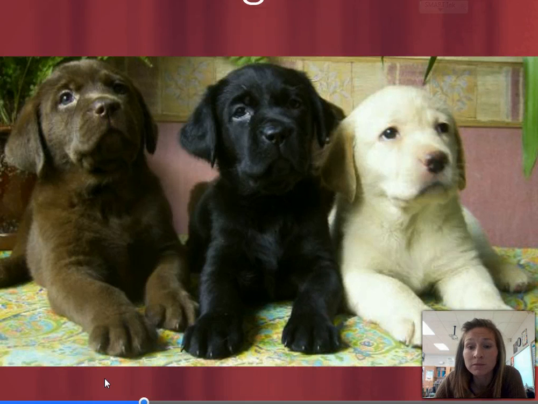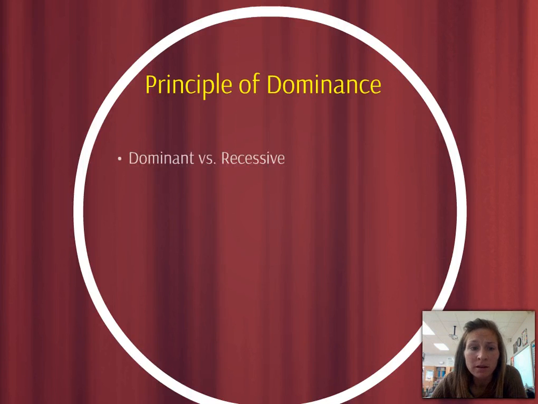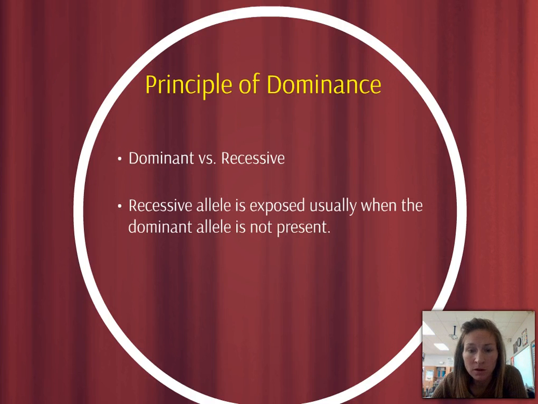And there's an up-close look at those cute puppies before we do. Okay, so the principle of dominance is what I was just showing you there. Dominant alleles will mask a recessive allele when they are present, usually. There are some exceptions to that rule that we'll get into later. So recessive alleles are exposed usually when the dominant allele is not present, as in the case for the chocolate lab.